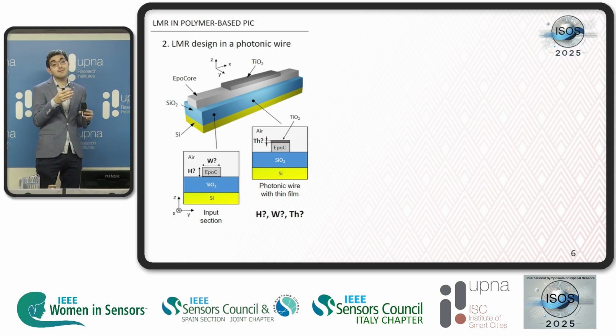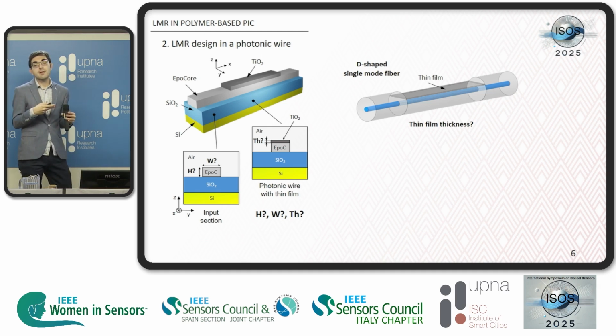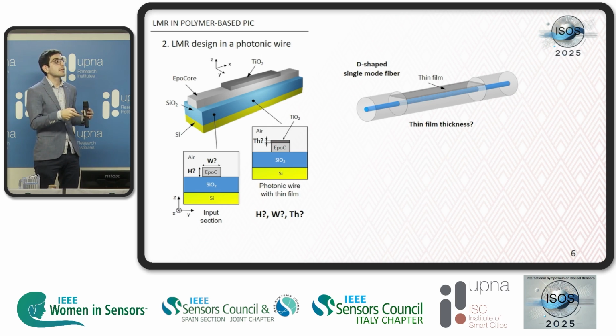So when I started to try to design this, the challenge I face is that when we are usually thinking in terms of the optical fiber, the only degree of freedom for generating the LMR is the thin film thickness. This happens because, as I have said, you need a phase matching between the fiber core mode and the lossy modes in the thin film.